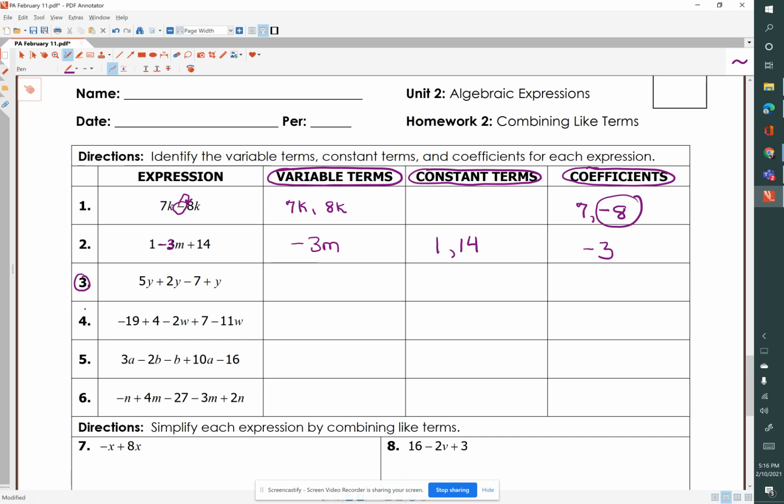So why don't you try 3, 4, 5, and 6 on your own and then come back to the video.